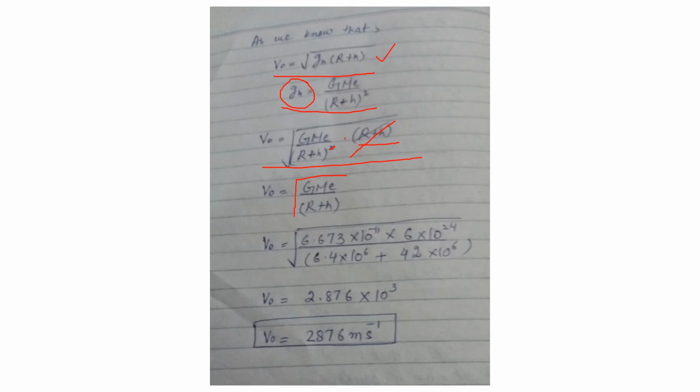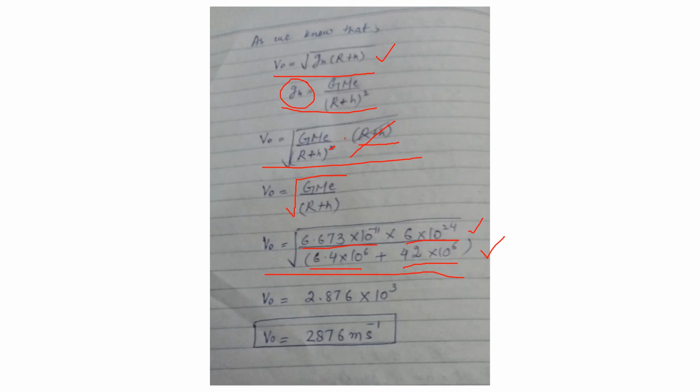If I put the values in this formula, the value of G is 6.673 into 10 raised to power minus 11. Mass of Earth is 6 into 10 raised to power 24. R is 6.4 into 10 raised to power 6. And the value of h is 42 into 10 raised to power 6. To simplify with the help of a calculator, first solve the numerator and denominator separately. Then divide them and take the square root.